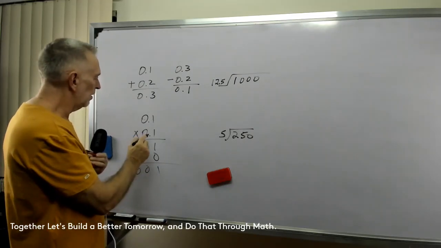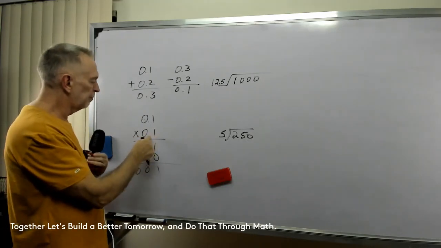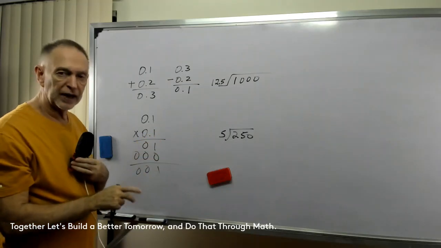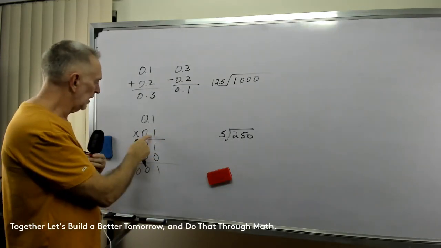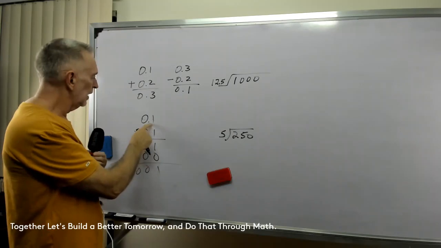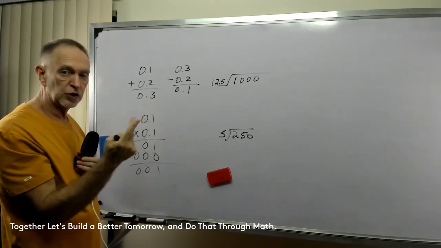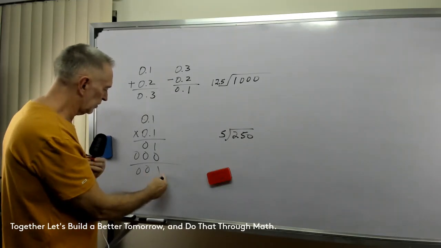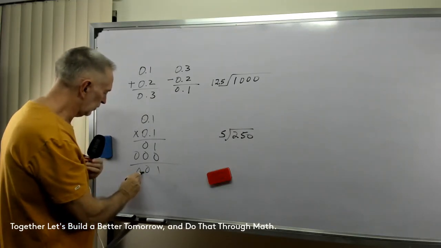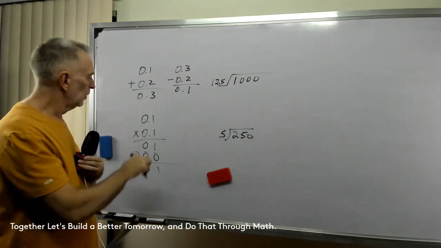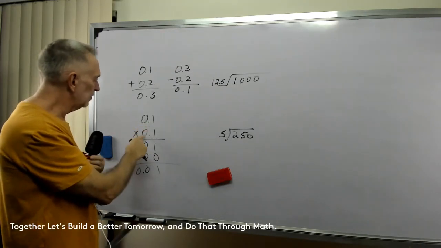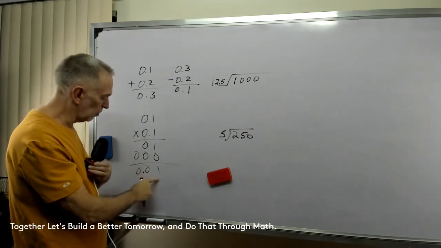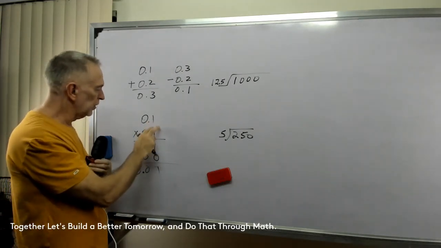Okay? Now, count the number of decimals, numbers to the right of the decimal that I have. I have 1 to the right of this one and 1 to the right of that one. So that's 2. So now I count from this side, that direction. 1, 2, and that's where my decimal point goes. So 0.1 times 0.1 is 0.01. So count the number of decimal places.